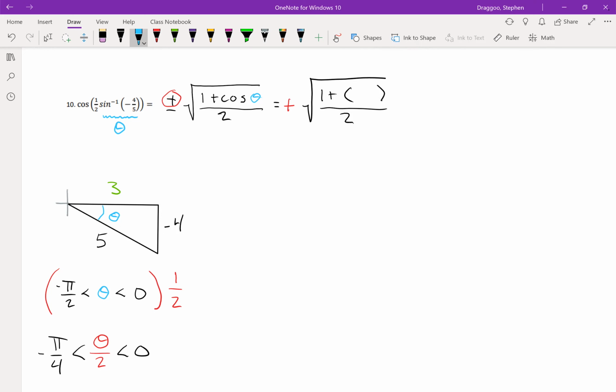And the missing value inside this square root, the cosine of theta, should be 3 over 5, which simplifies to the square root of 5 plus 3 divided by 10, which is the square root of 8 over 10. That simplifies to the square root of 4 over 5, which would be 2 over square root 5, or 2 root 5 over 5.